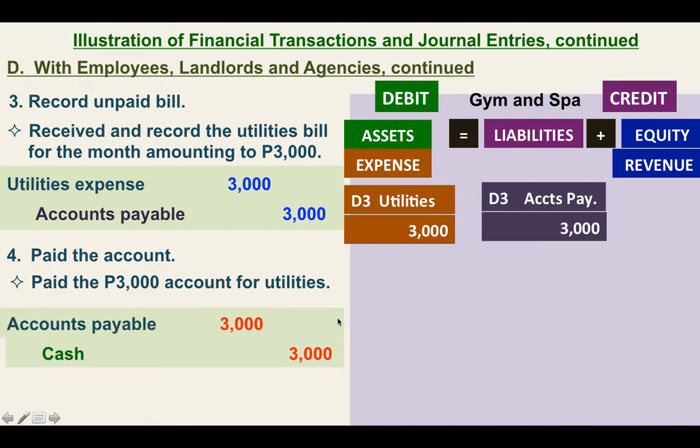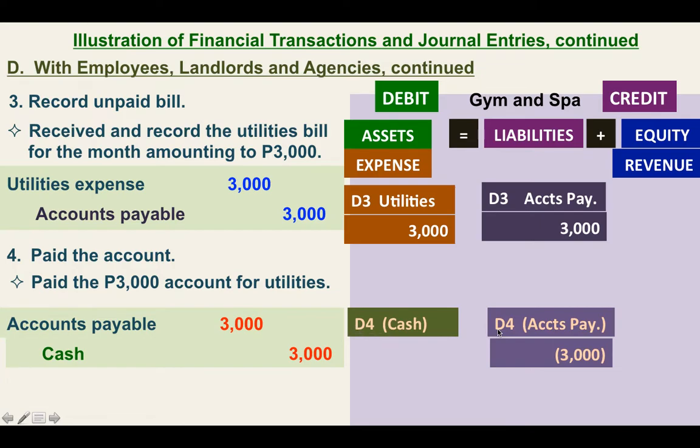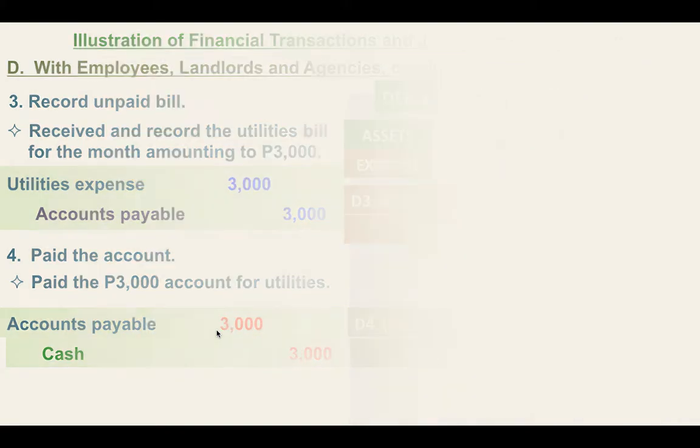So in this, if we are going to reflect this in our accounting equation, we debit accounts payable. So in this case, there is a debit there, so there is a reduction of accounts payable by 3,000. Here there is a credit in cash, so there is a reduction in cash by 3,000. Okay?